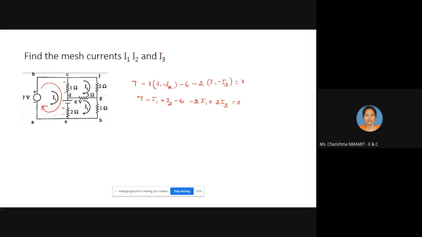So 7 minus 6 is 1, minus I1 minus 2I1, it is minus 3I1. So you can write it as minus 3I1 plus I2 plus 2I3 equal to minus 1. That is, 7 minus 6 is 1, and when I take it to the right hand side, it becomes minus 1.